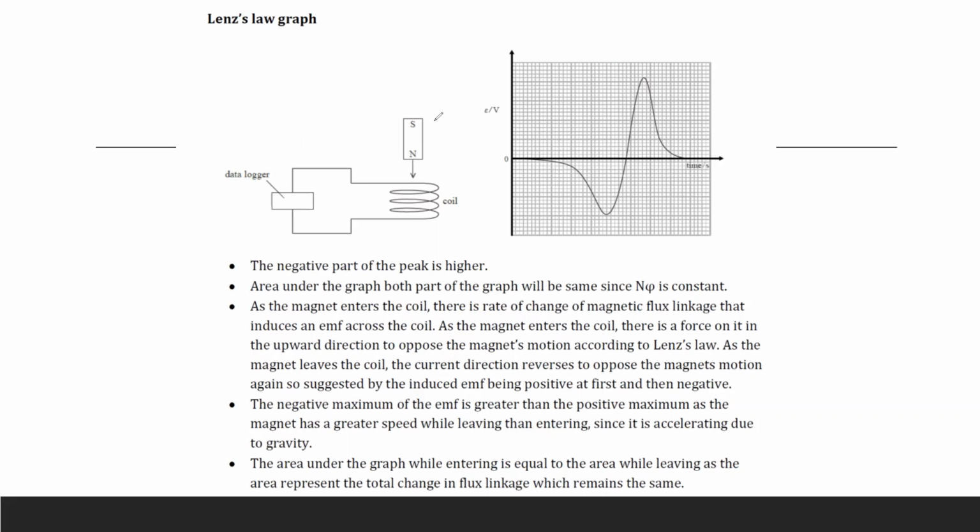The reason is that first it is moving towards the center and then moving away. So why are there two peaks? The direction of induced EMF will be different. As you can see, first it is moving towards the center, and then it is moving away from the center. So the induced EMF direction is opposite.